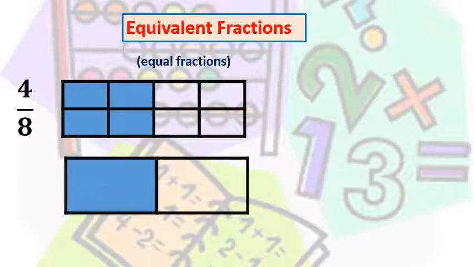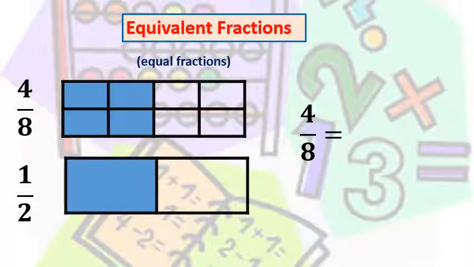So over here, this is one colored part, 1 out of 2 parts. So this is 1 out of 2. As you can see, both parts are equal. This is equal to this, although we have over here a denominator of 8 and over here a denominator of 2. So how come they are equal fractions?